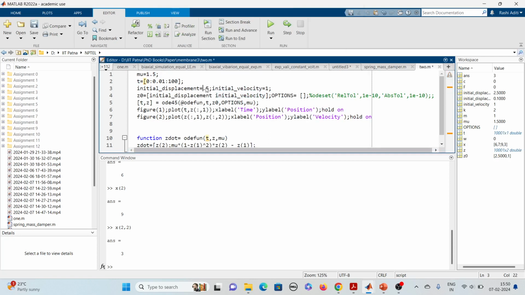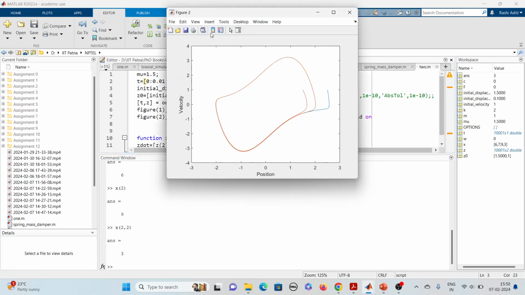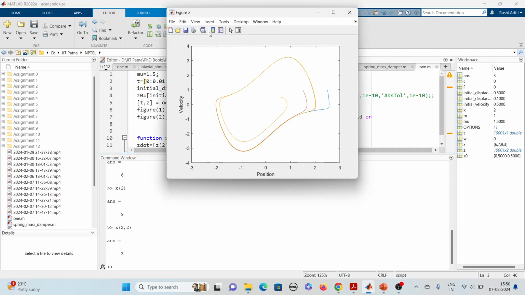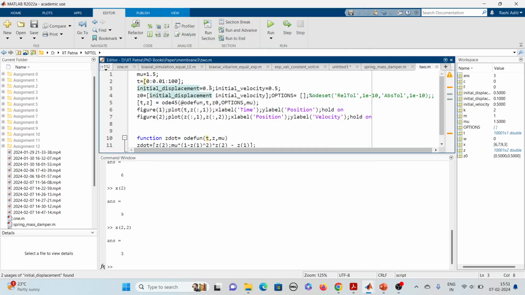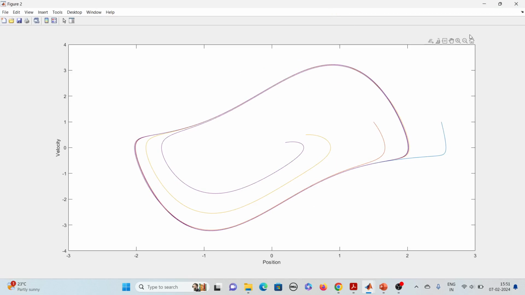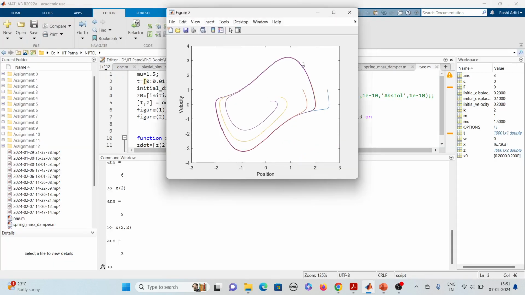I'll just change it to 1.5. Again, same. I'll do it 0.5, 0.5. See, same. I'll make it 0.2, 0.2, same. What is happening? What is essentially happening in this system? It is always following the same closed trajectory, whatever be the initial condition.